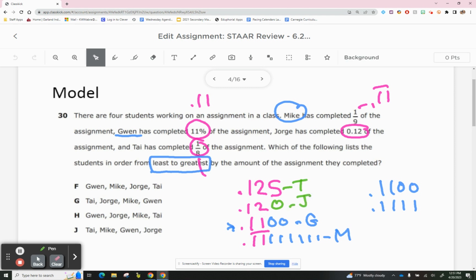So in order, we're going to go with G, M, then Jorge, and Ty. So does this one say G, M, Jorge, Ty? Yes, let's come back to that. Does this one say? Nope. There's Gwen. Gwen, Jorge? Nope. Nope. Therefore, your answer is F.